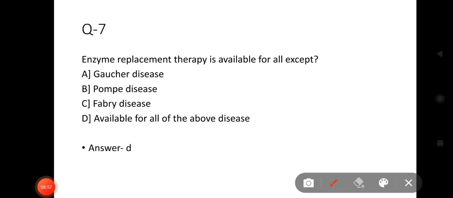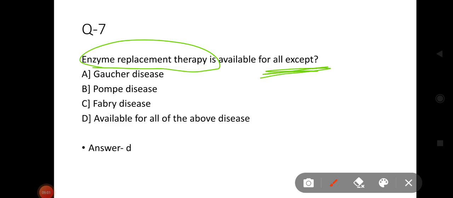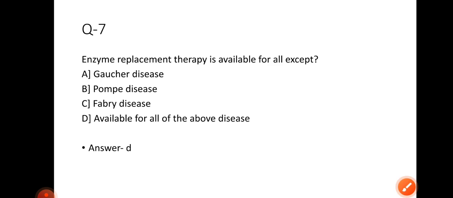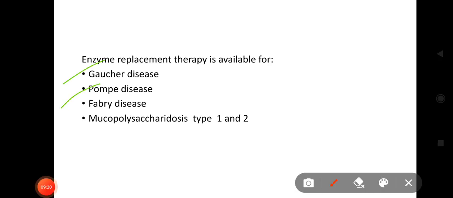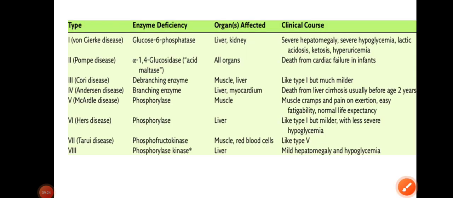Now question 7. Enzyme replacement therapy is available for all except. Always in your exams you should read this properly, the word 'all except'. Gaucher disease, Pompe's disease, Fabry disease, and available for all of the above. So enzyme replacement therapy is available for all of the above options: Gaucher's, Pompe's, Fabry's, and mucopolysaccharidosis types 1 and 2.